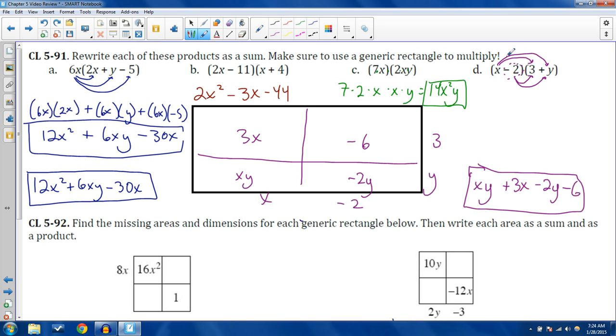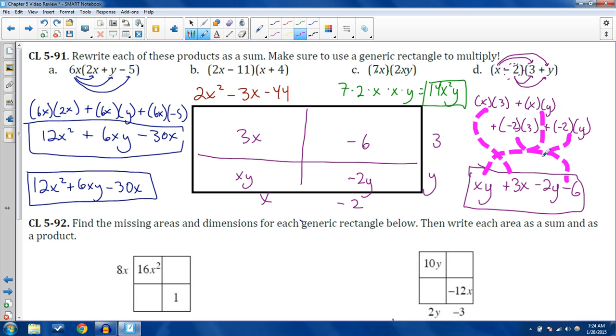So I'm going to rewrite this whole thing. I have x times 3 plus x times y. Here we go. Plus negative 2 times 3 plus negative 2 times y. And like I said, people will do this mentally sometimes, so you can check this out. x times 3 gives you 3x. x times y gives you xy. Negative 2 times 3 gives you negative 6. Negative 2 times y gives you negative 2y. So that's where you get all your results, just like we did before.